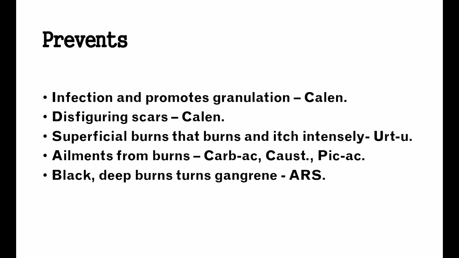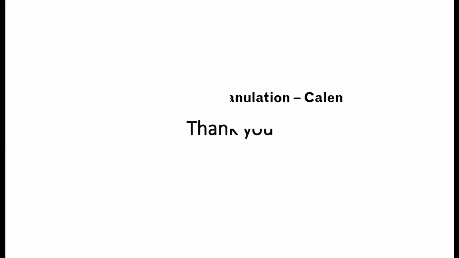Some prevents infection and promotes granulation tissue formation. Calendula prevents disfiguring scars. Calendula for superficial burns that itch intensely. Urtica urens prevents ailments from burns. Carbo animalis, causticum, picric acid prevents black deep burns which turn into gangrene. Arsalb.